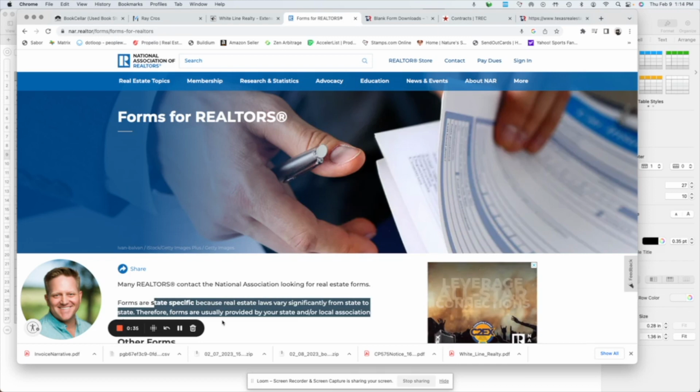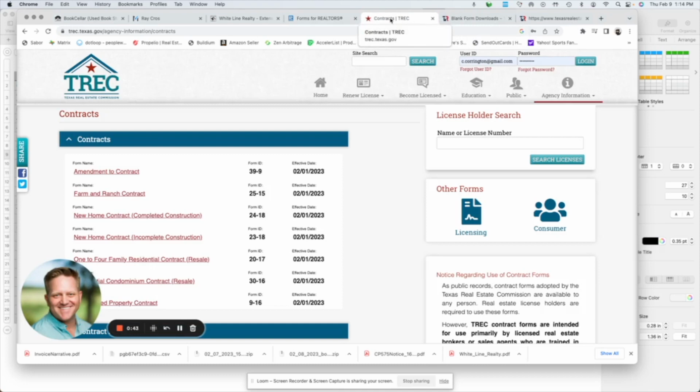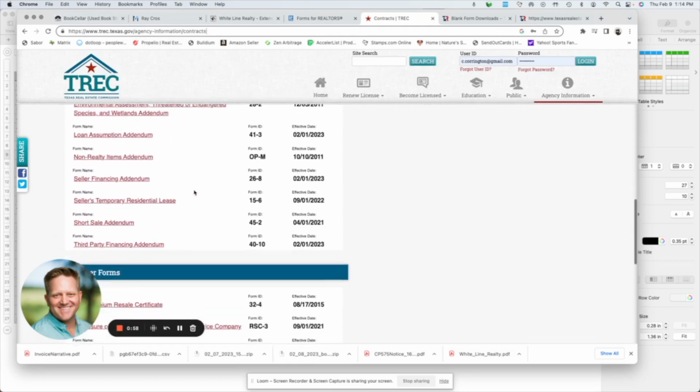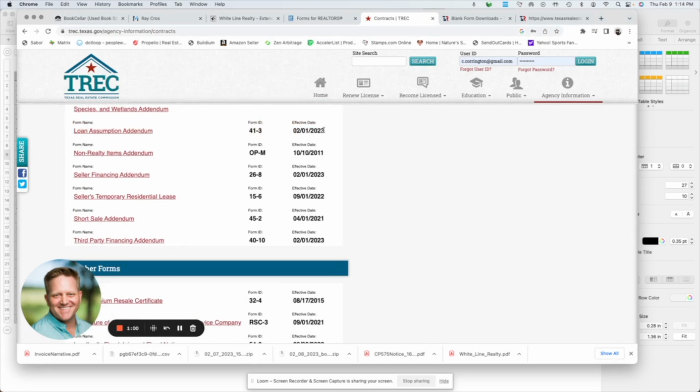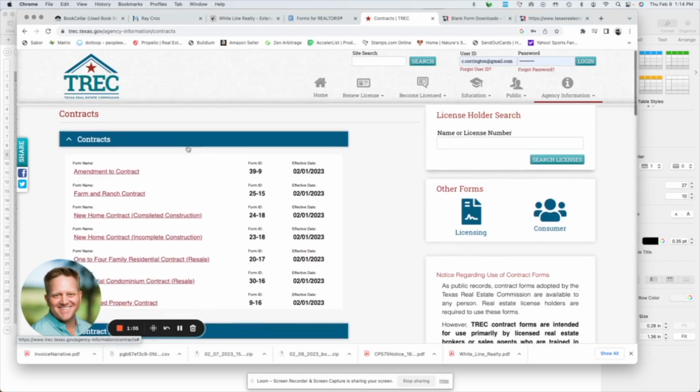The next place you have to look is the two Texas entities that we get our forms from. The first entity is TREC, the Texas Real Estate Commission. Very succinctly put, trec.texas.gov/agency information/contracts is the best place to find them. When you click on these, it has all of the TREC forms and their most updated version. As you can see, this was effective on February 1st of this year. So this is where you're going to find the forms.